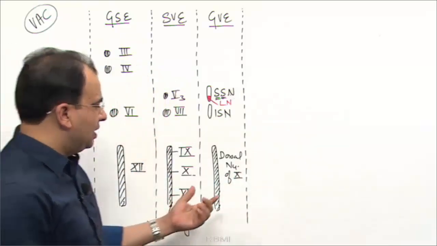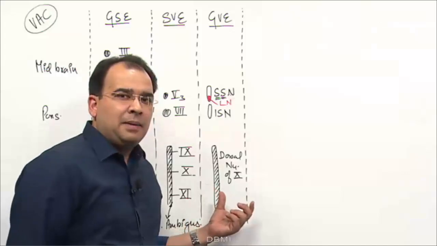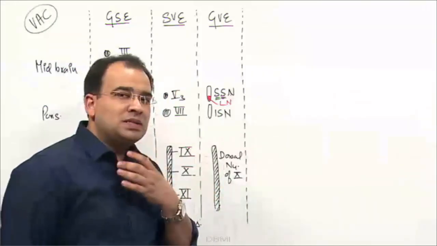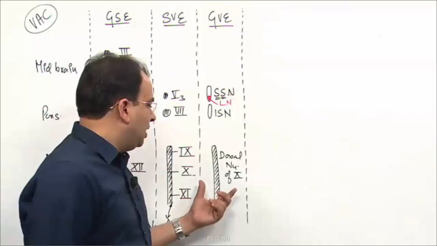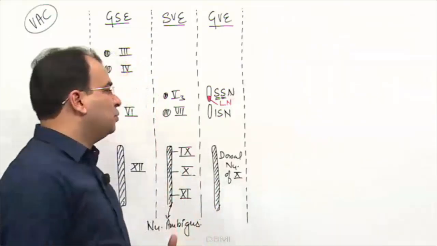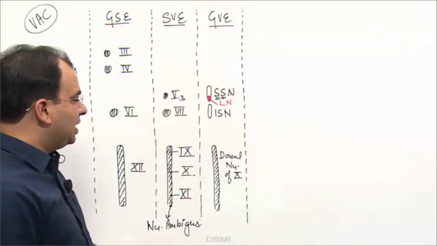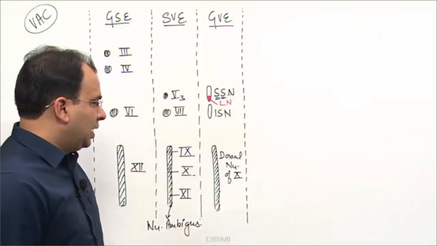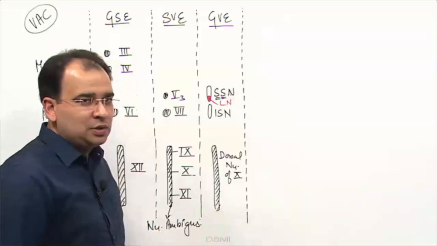Dorsal nucleus of vagus will supply the smooth muscles in the GIT and respiratory tract along with the glands over there. So all the GIT and respiratory smooth muscles and their glands are supplied by the vagus nerve, which is starting from the dorsal nucleus of vagus.